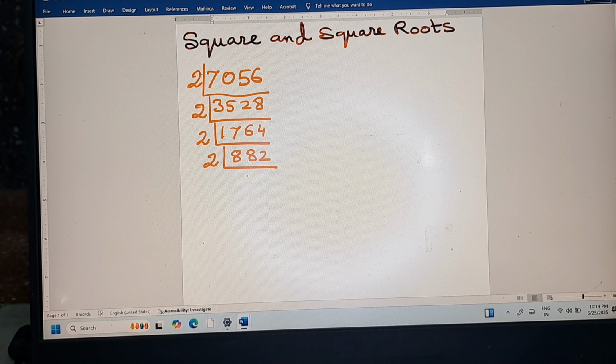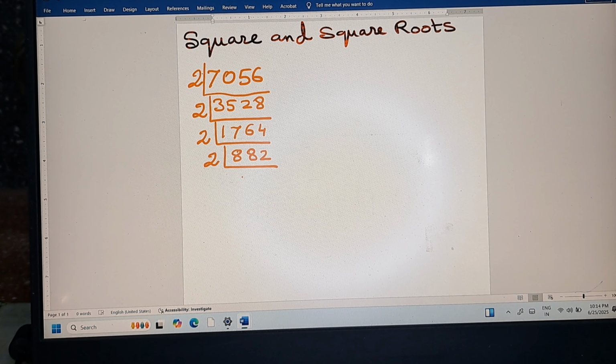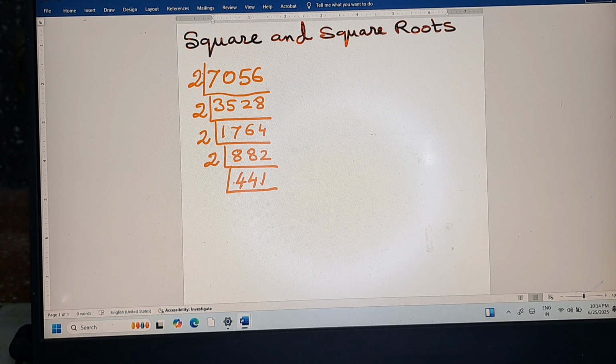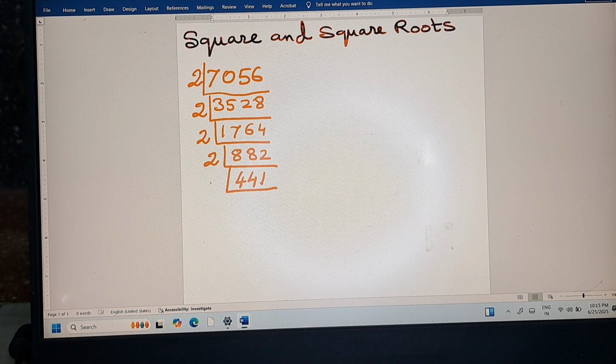Again we have to divide by 2, because in the ones place we can see the number is even. So when I am dividing 882 by 2, I am going to get 441. Now which number am I going to use? I am going to use 7. So you need to follow the test of divisibility rule number 7. Students, the test of divisibility is very important when we are dividing a number to get a perfect square.